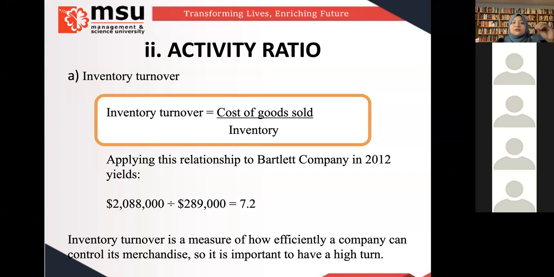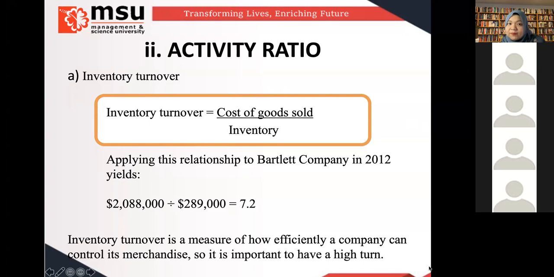So how do we know the effectiveness of the inventory management? We will calculate the inventory turnover. So how to calculate inventory turnover? It is cost of goods sold divided by inventory. So where can you find cost of goods sold? In the financial statement. Which financial statement should we refer to?